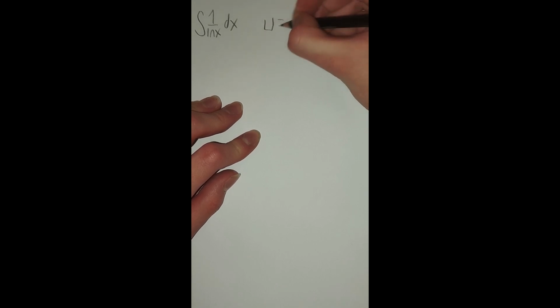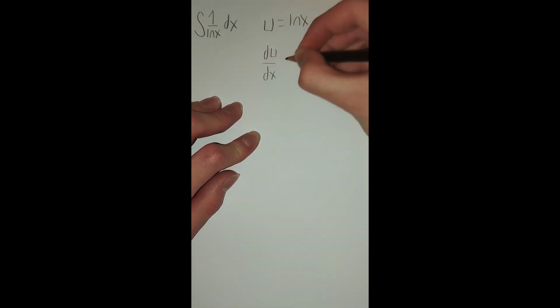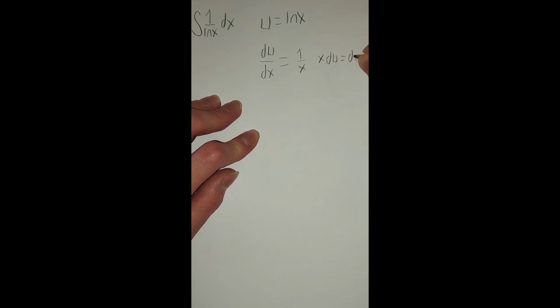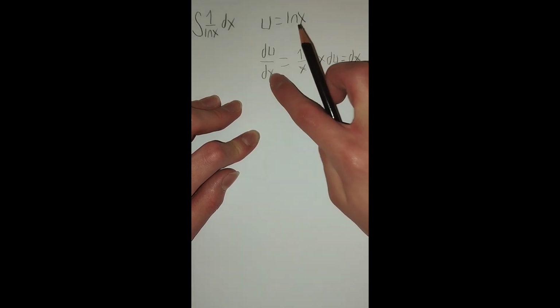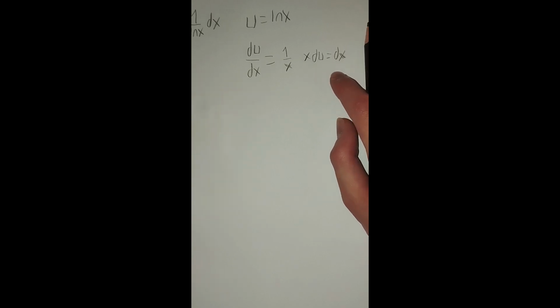So let's say u equals ln x. So we have du over dx equals 1 over x, and therefore let's say x du equals dx. So I threw this x to here and I multiplied both sides with dx. So we have this x du equals dx.